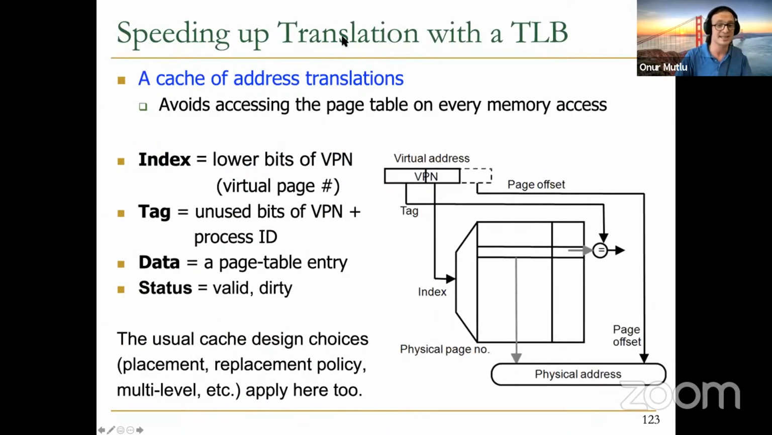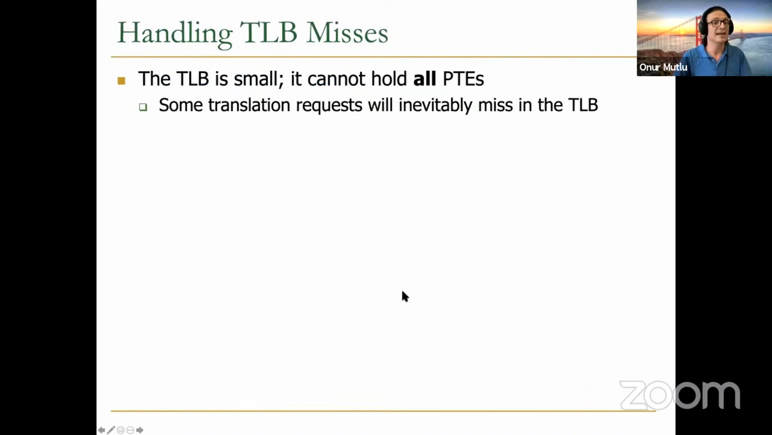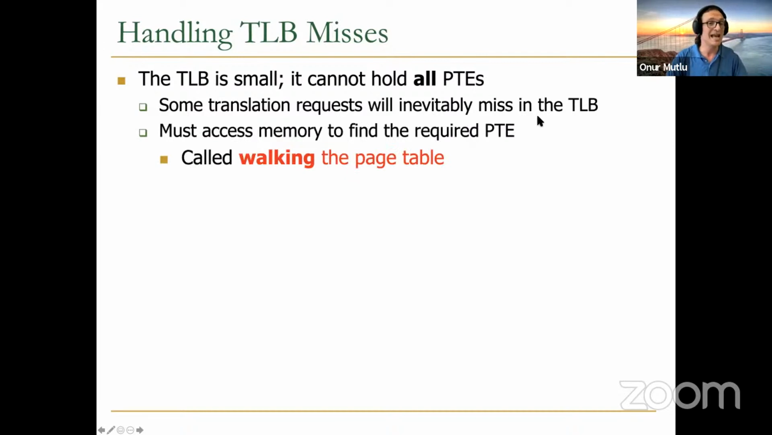Okay, we already discussed the TLB. This is a more generic explanation, so you can take a look at it. But basically, the TLB is small. It cannot hold all PTEs. Some translation requests will inevitably miss in the TLB. So you must access memory to find the required PTE. This is called walking the page table. Essentially, you walk all levels of the page table in a multi-level page table to get to the page table entry you're looking for.